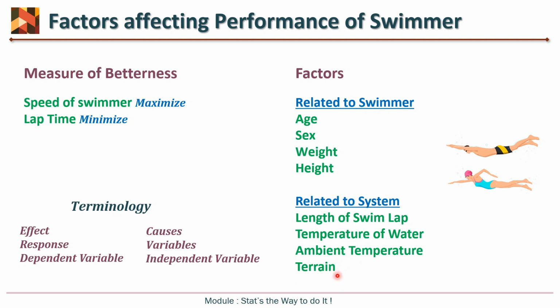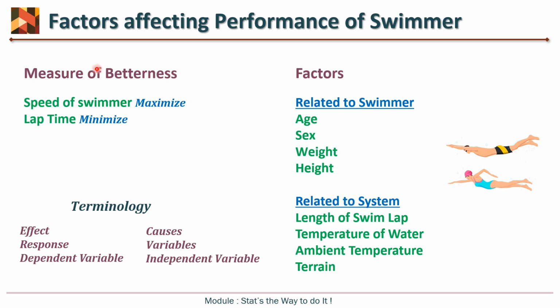So terrain is one of the factors which will not play a role when it is a swimming pool, but when we talk about swimming in a natural terrain like a river, then many more factors will be added, like upstream, downstream, what is the speed of the stream of the river and everything. But as of now, if it is a swimming pool, then it is still water and there is nothing like terrain. So a swimming pool is well dimensioned and equipped with standard terrain.